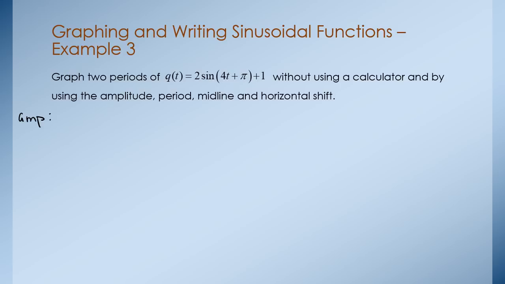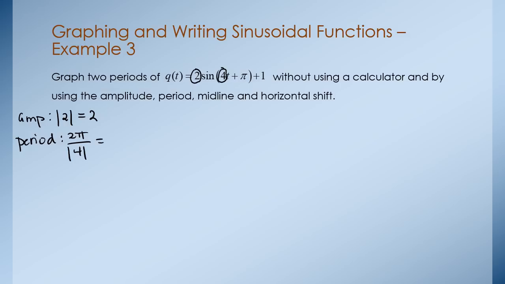The first is the amplitude. The amplitude is the absolute value of this number that I see multiplied on the outside of the function. The absolute value of 2 is 2. The period of the function is 2 pi over the absolute value of my b value. And my b value is this 4 that's on the inside.